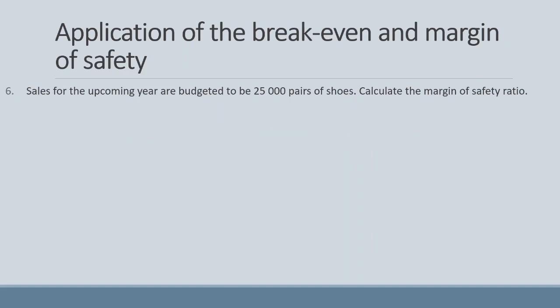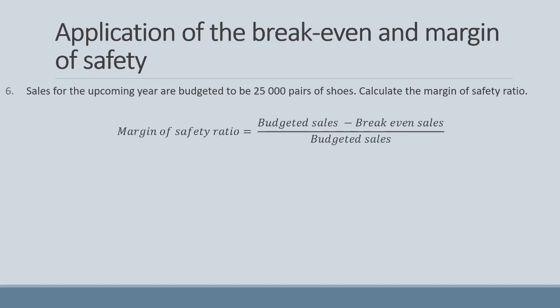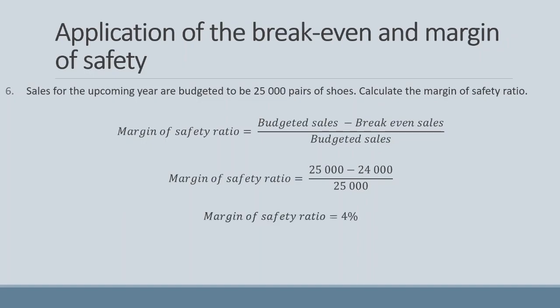Our last required is to calculate the margin of safety if our sales are budgeted to be 25,000 pairs of shoes. Here, we can simply use our margin of safety formula. We know that our budgeted sales are 25,000 pairs of shoes, while our break-even sales from required one was 24,000 pairs. This then gives us our margin of safety ratio of 4%. This means that our budgeted sales can drop by 4% before we begin incurring losses.